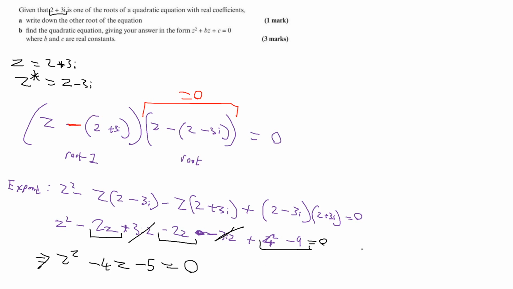So that is the quadratic when my two roots are z equals 2 plus 3i and z's conjugate is equal to 2 minus 3i.